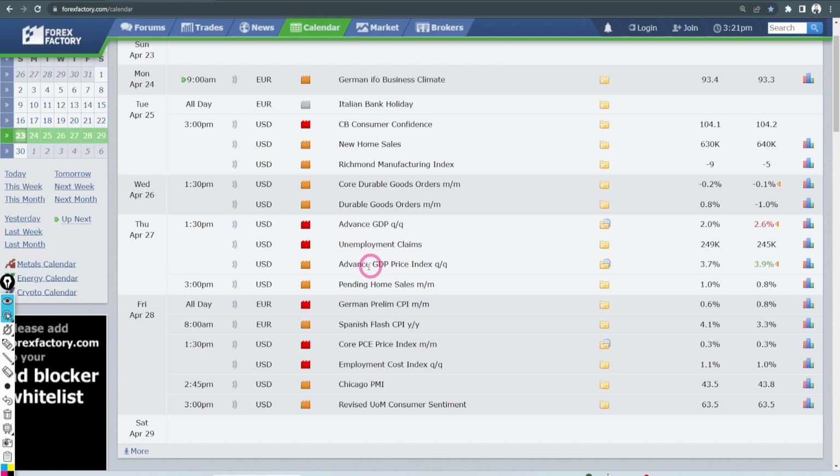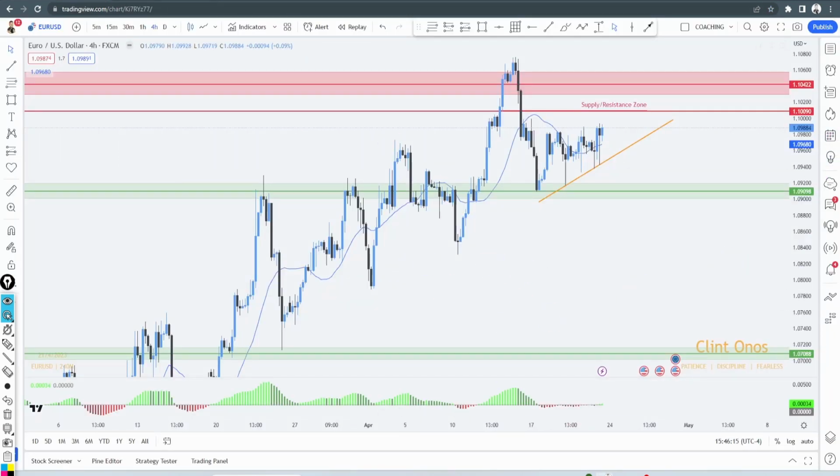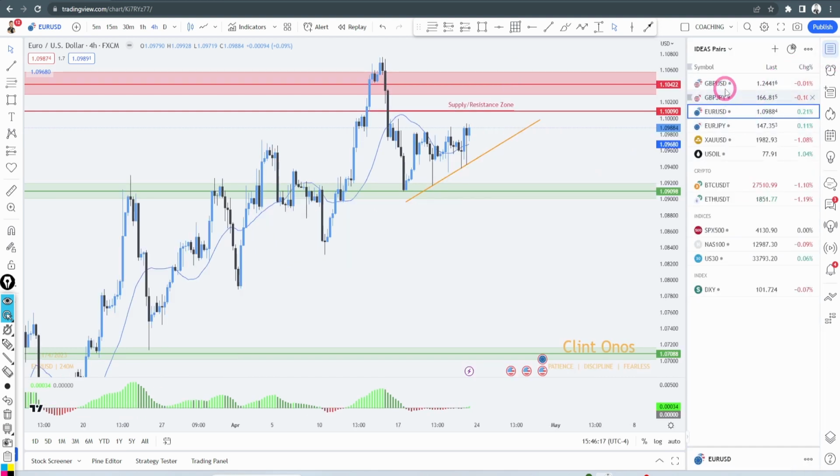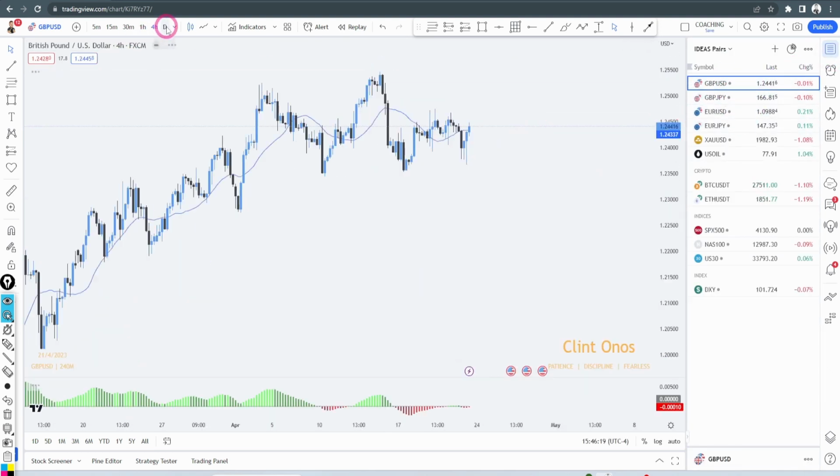This day is expected to be volatile. And on Friday, we're expecting the German preliminary CPI, another volatile day for the euro. And of course, the core PCE, right? And the employment cost index for the USD. So the week is packed with high impact news, right? And of course, it's for our benefit, right?